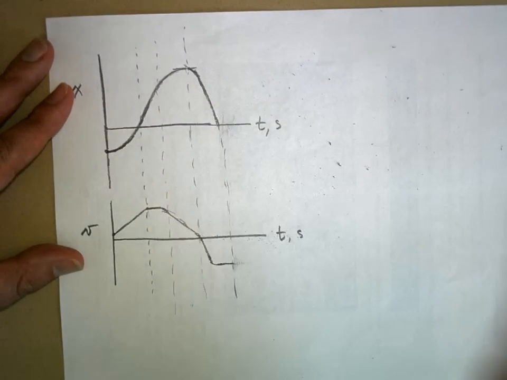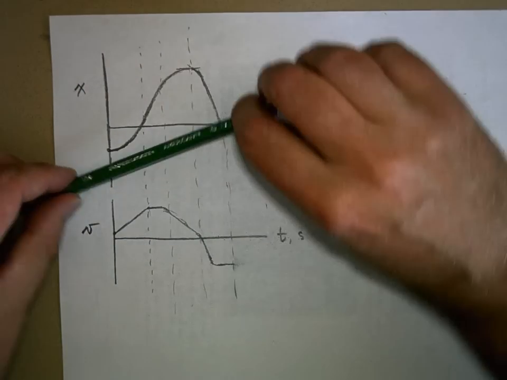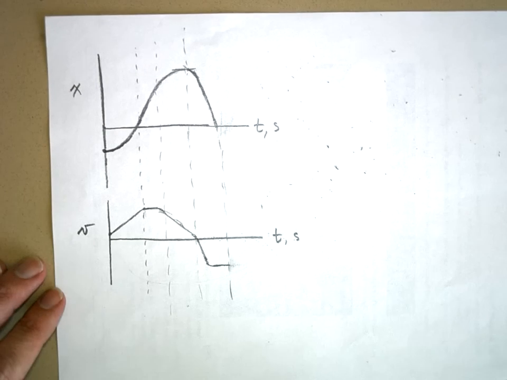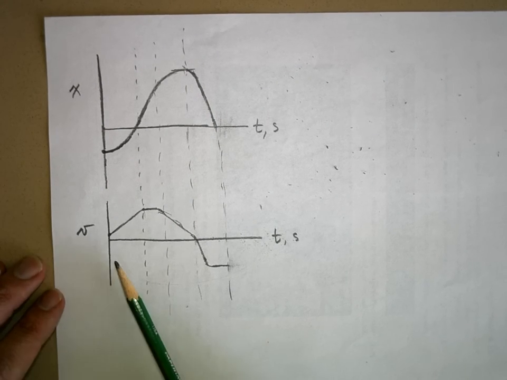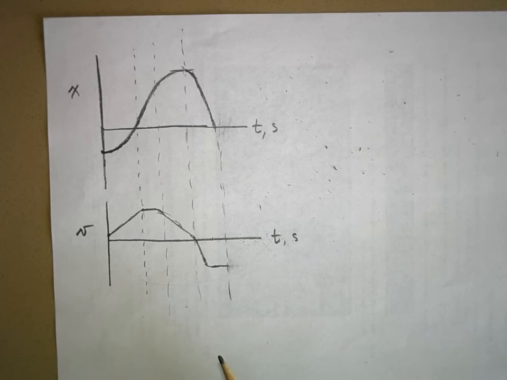Okay, so just by looking at the slope of this, I drew this. Does that make sense? Because velocity is the rate at which position changes. Again, this is qualitative, but I bet it's pretty close.